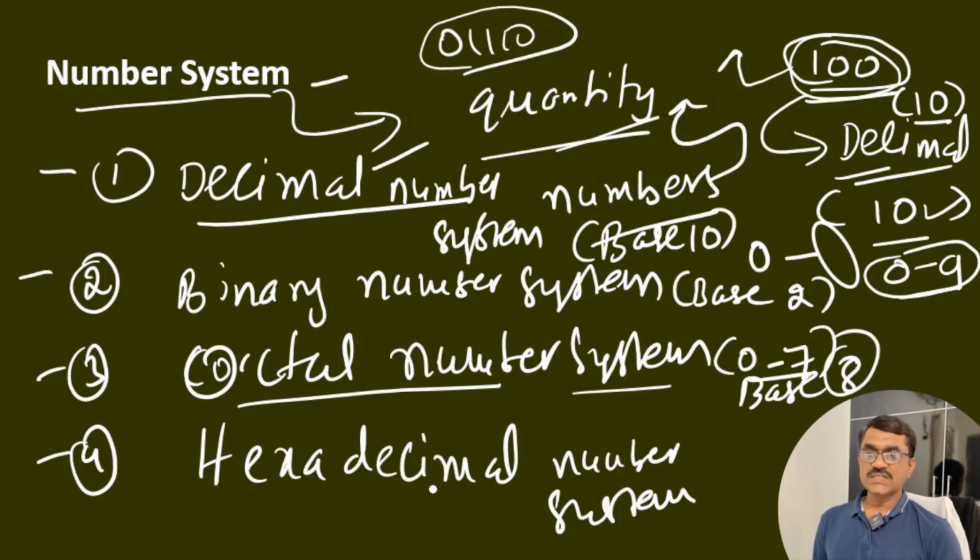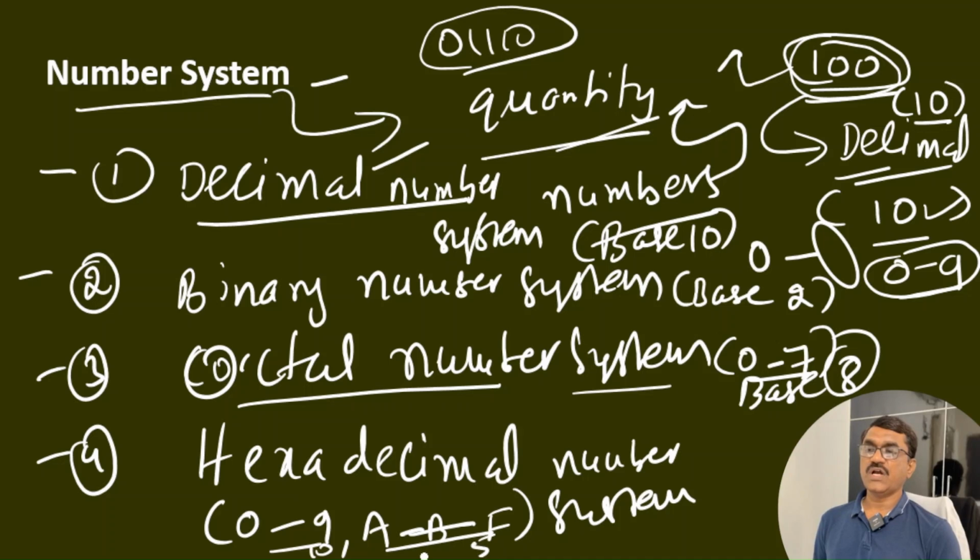When you go for the hexadecimal number system, here we are going to use the values from 0 to 9. After that, the value 10 is represented by capital A, B, up to F. A to F. 0 to 9, total how many? 10. A to F, A, B, C, D, E, F, that is 6. So here there are 16 values. So that's why the hexadecimal number system has the base 16.